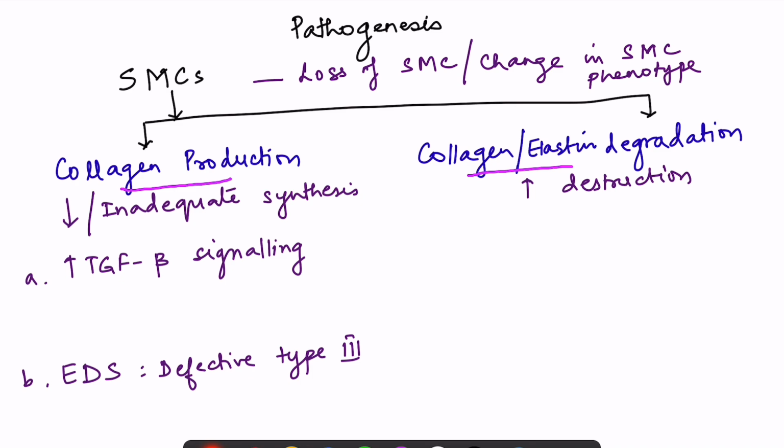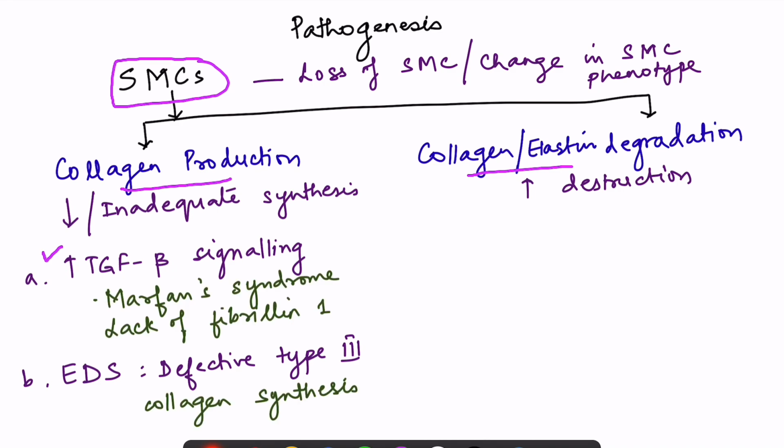Okay. So smooth muscle cells, which we have talked about, they are responsible for the production of collagen. This we have seen in the video on atherosclerosis also, that smooth muscle cells are synthesizing collagen and they are responsible for the fibrous cap of the atherosclerosis. So yes, smooth muscle cells produce the collagen. So if there is decreased collagen production, the wall strength is going to decrease. This occurs in increased TGF-beta signaling.